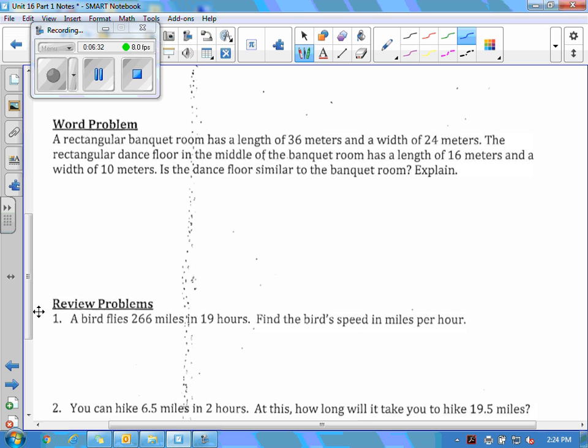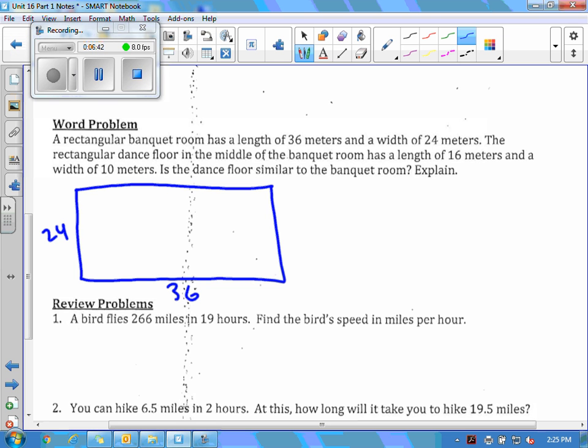Well, the first thing we want to do is draw both of these. So I'm going to start with the banquet room. So that's got a length of 36 and a width of 24. Inside of it is a dance floor. The dance floor is 16 by 10. So the question is, is the dance floor similar to the banquet room?